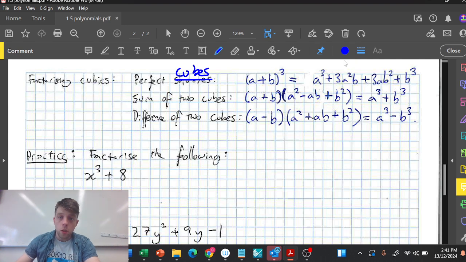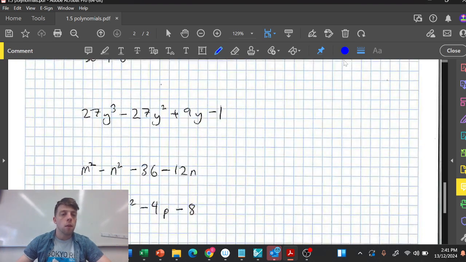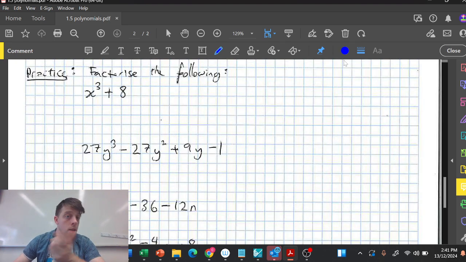Sum of two cubes, where we have a cubed plus b cubed, or difference of two cubes, a cubed minus b cubed. They factorize like so. So let's see if we can apply one of those here. First thing we should notice, whenever we see numbers like 8, 27, 4, we're looking for cube or square numbers. So let's see if we can factorize this.